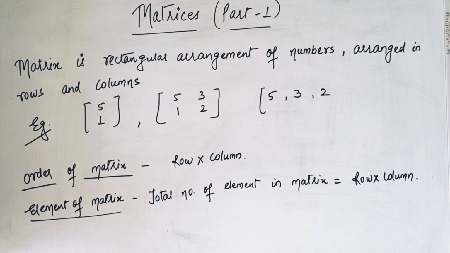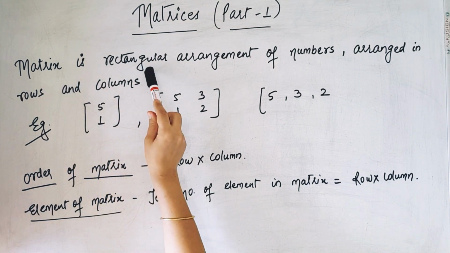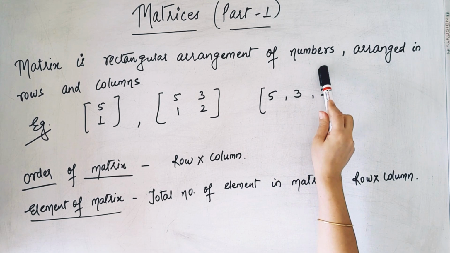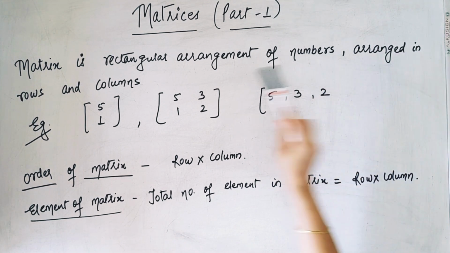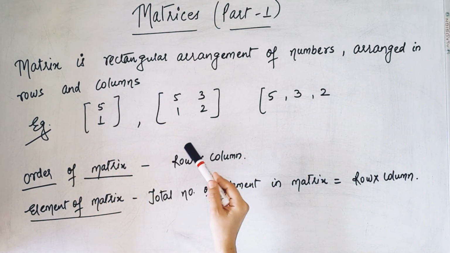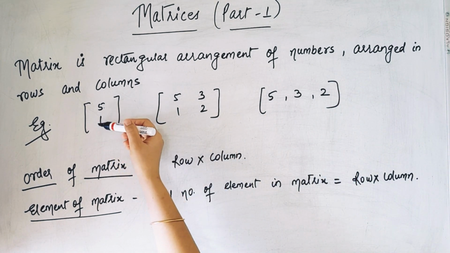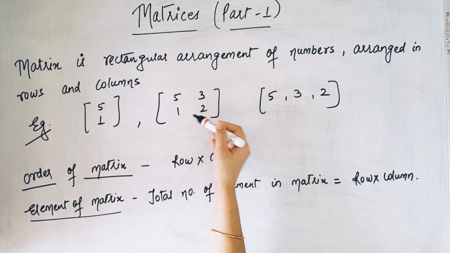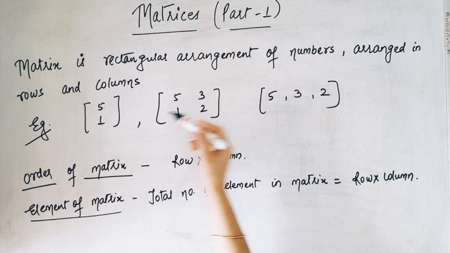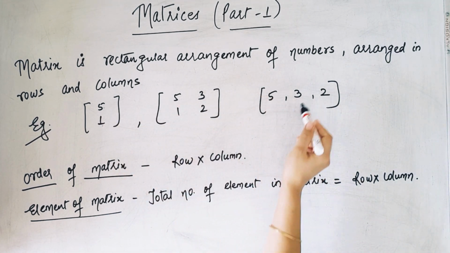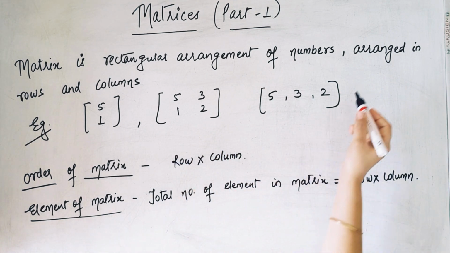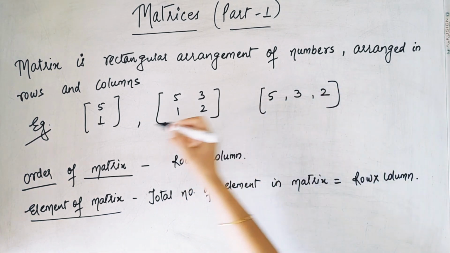So today we are going to start with a new chapter, that is matrices. Basically, what is a matrix? A matrix is a rectangular arrangement of numbers arranged in rows and columns. Now we can see over here there are certain numbers like 5 1, 5 3 1 2, 5 3 2. So these are what? A rectangular arrangement of numbers arranged in rows and columns.